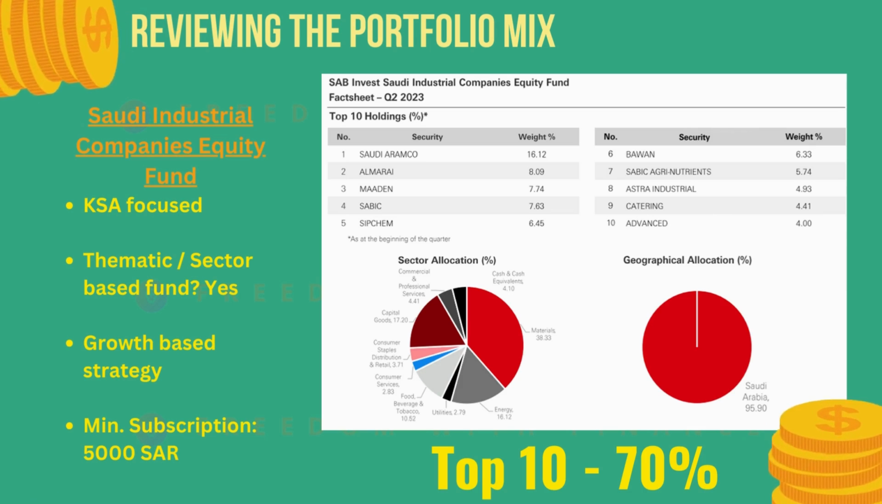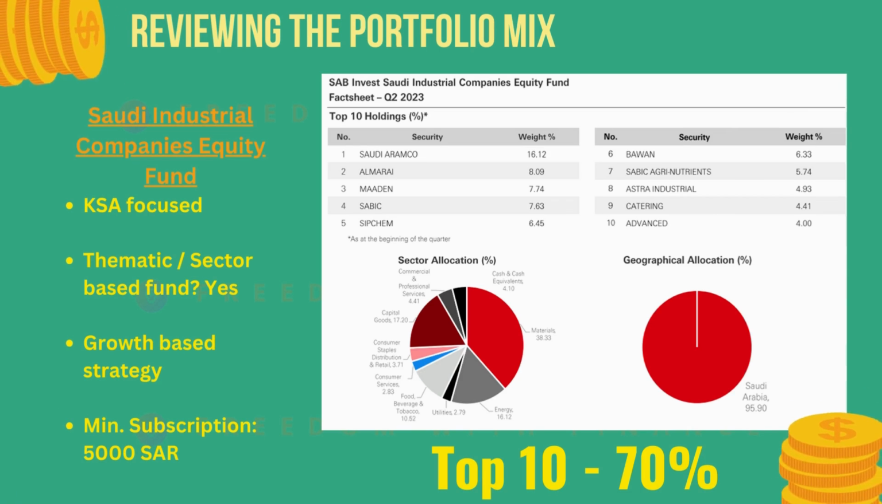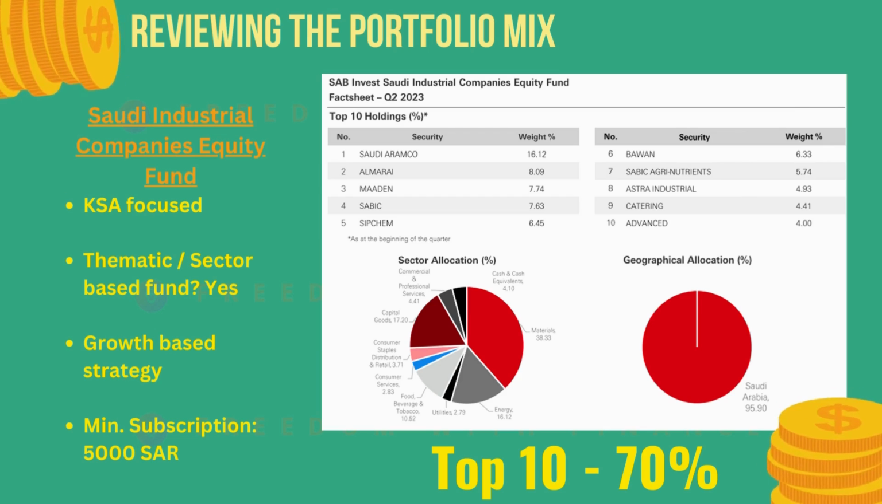Now here, the top holding is Saudi Aramco at 16%, Al Marai at 8%, etc. And therefore, the top 10 is almost close to 70%. And if you look into the sector distribution, materials is 38%, energy is 16%, capital goods is 17%. Capital goods will include your cables, your pipes, and all those industrial companies, right?